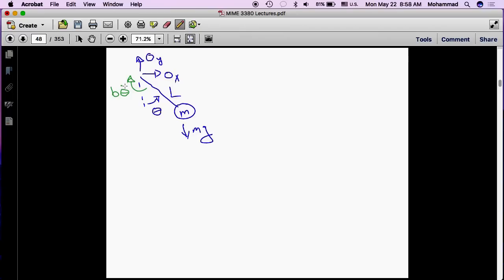That's the meaning of this being a viscous type friction. It's proportional to how fast this link rotates. So if it is stationary, there is no friction. The faster it moves, the more opposing moment is applied to slow it down.